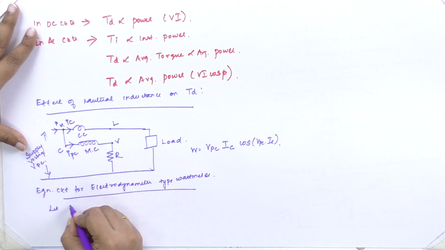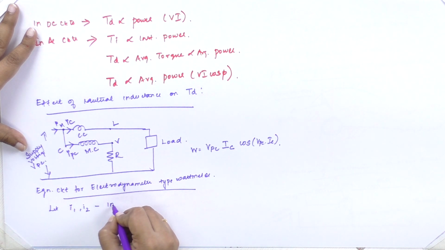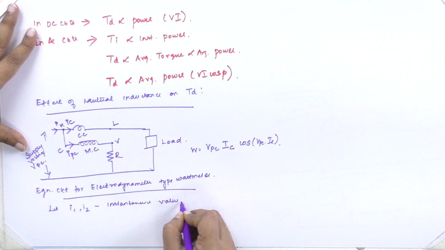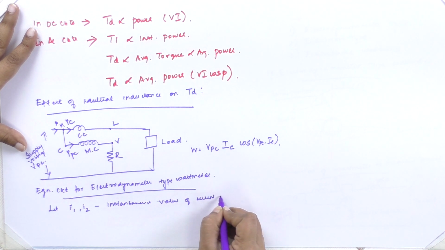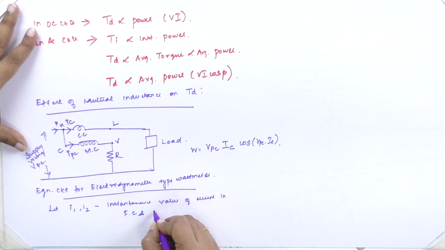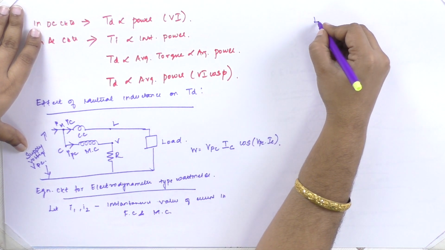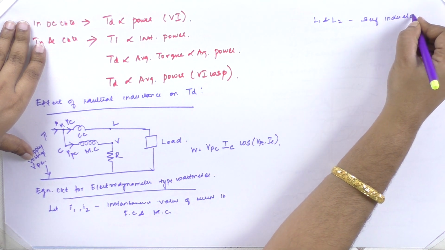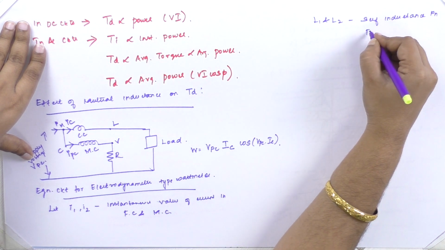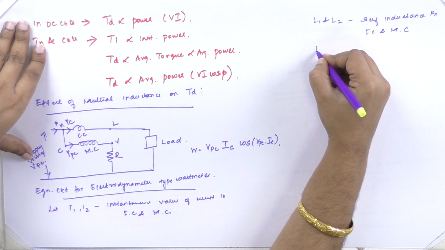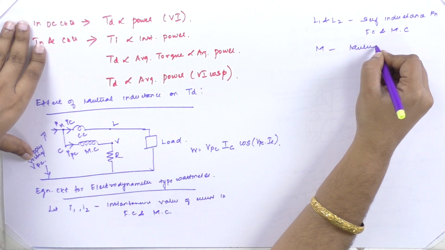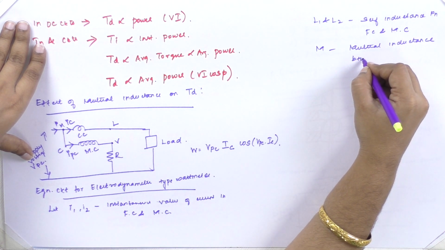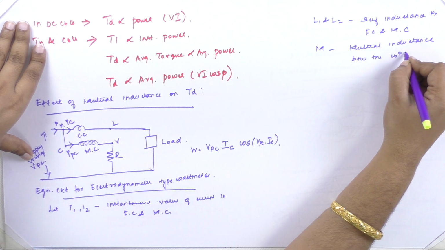Let us consider I1 and I2 as the instantaneous values of current in the fixed coil and the moving coil. L1 and L2 are the self-inductances of the fixed coil and the moving coil, and M is the mutual inductance between the coils.